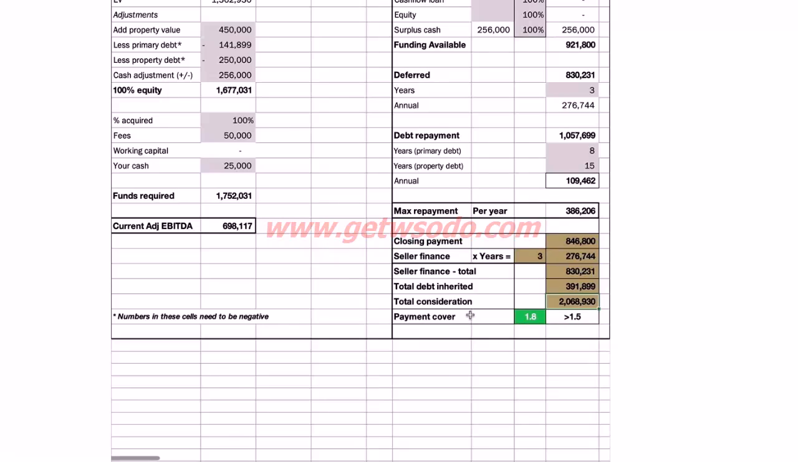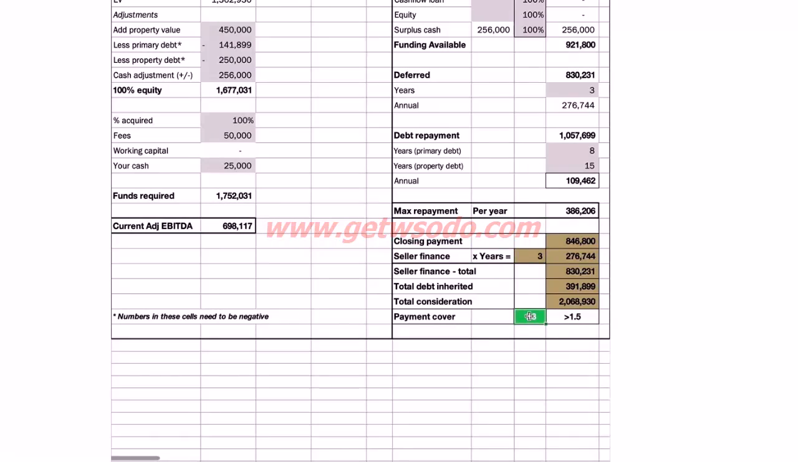Okay, now here's the key: payment cover. This is the key magic number, the green box at the bottom of the model. This also calculates automatically for you, and you want that number to be greater than 1.5. You see, the payment cover shows that the business is expected to have enough profit, enough adjusted EBITDA to cover the annual deal financing payments by a 1.5 cover, if not more.